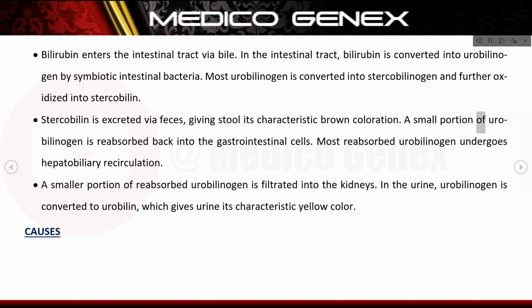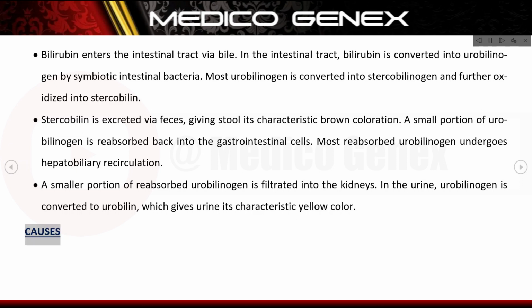A small portion of urobilinogen is reabsorbed back into the gastrointestinal cells. Most reabsorbed urobilinogen undergoes hepatobiliary recirculation. A smaller portion of reabsorbed urobilinogen is filtered into the kidneys. In the urine, urobilinogen is converted to urobilin, which gives urine its characteristic yellow color.